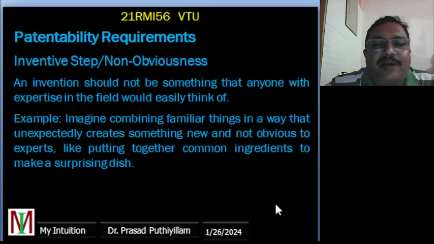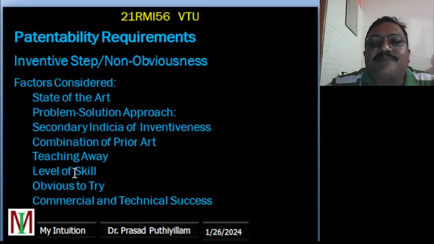Okay, so some factors need to be considered. State of the art. When evaluating whether the invention demonstrates the inventive step, many factors can be considered, like state of the art, which refers to the existing knowledge, technology, or practices at the time of invention. The more advanced or crowded the field, the greater the inventive step required to distinguish the invention.